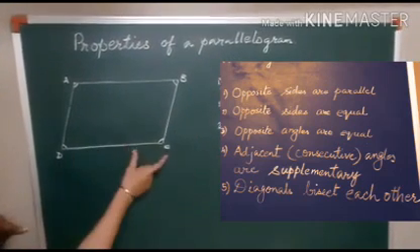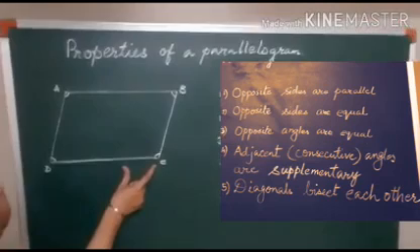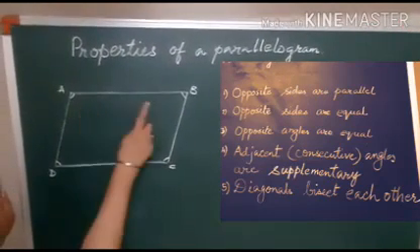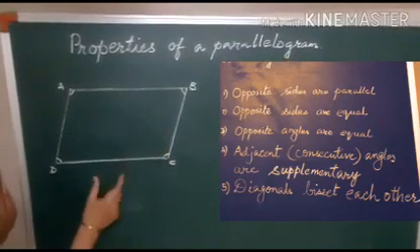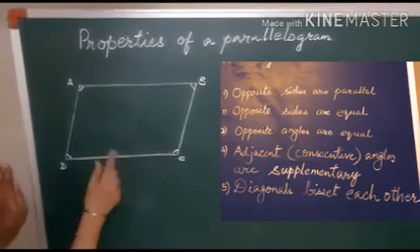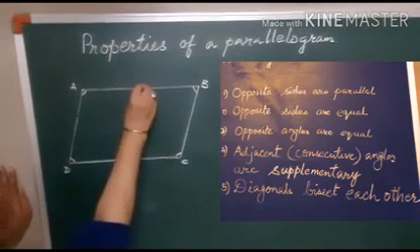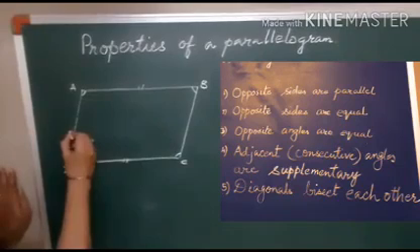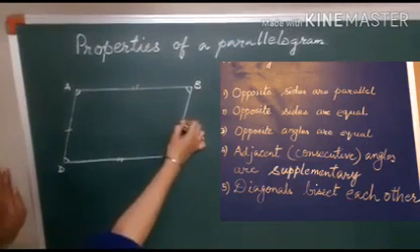And because both sets of lines are parallel, they become equal. Opposite sides are equal to each other. So AB is equal to CD and AD is equal to BC.